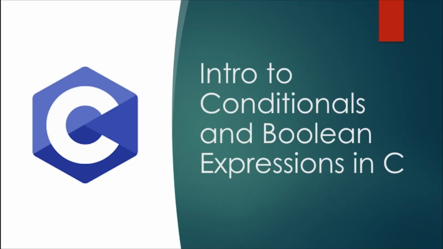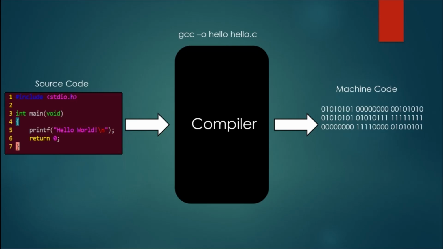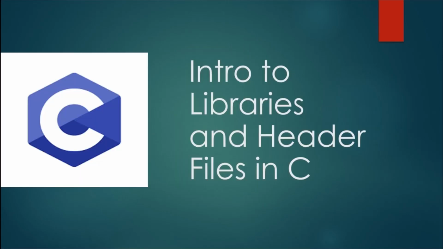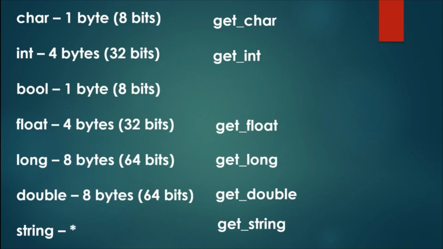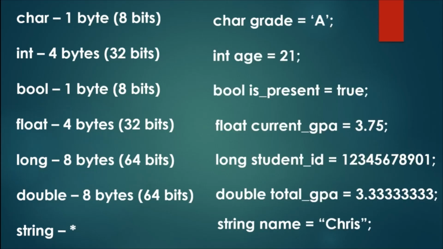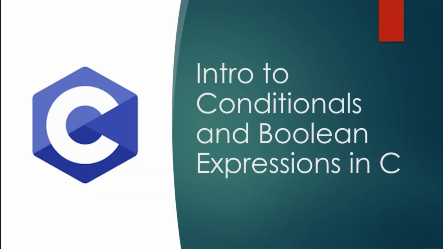Welcome back, everyone. In previous videos, we've introduced this language called C, and we learned how we can write a simple Hello World program, how we can compile it, and how we can run it. Then we looked at libraries. We used functions from the standard C library, like printf, and then we installed a third-party library, where we got access to functions like getInt and getString to help us get input from the user. We then looked at variables and data types, and in this video we're going to be putting all of these concepts together in our examples as we talk about conditionals and Boolean expressions.